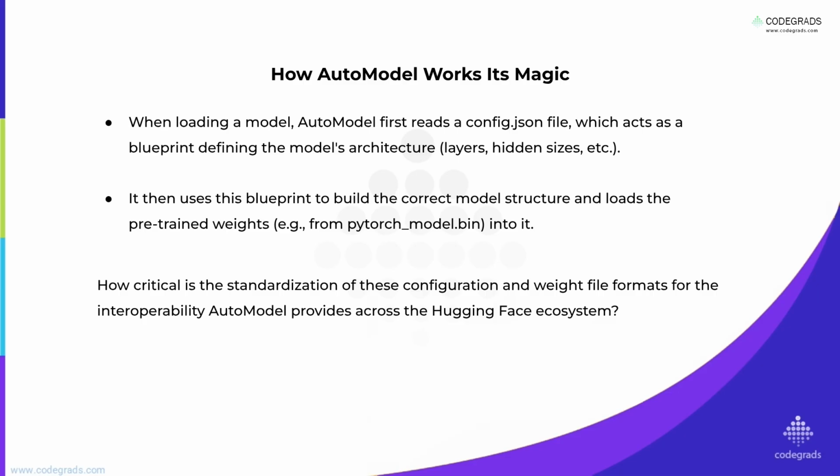Once Auto Model reads the blueprint, it knows exactly what kind of model structure to build. Then it loads the pre-trained weights, that is, the actual learned knowledge of the model, from another file, often called pytorch_model.bin. These weights are what make the model intelligent. This whole system relies on these standard file formats.